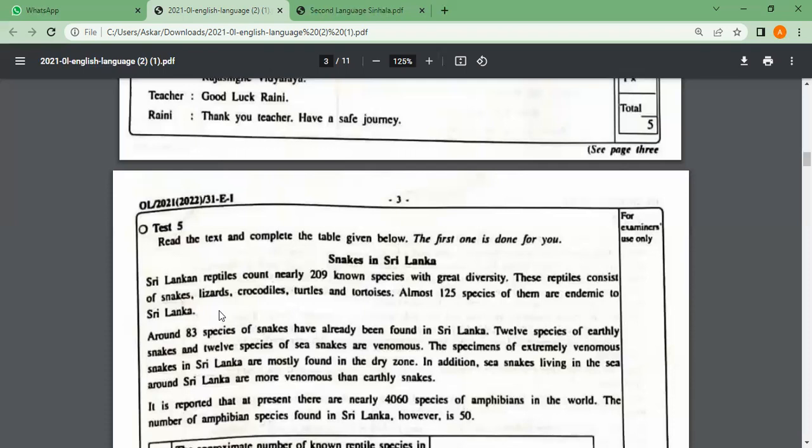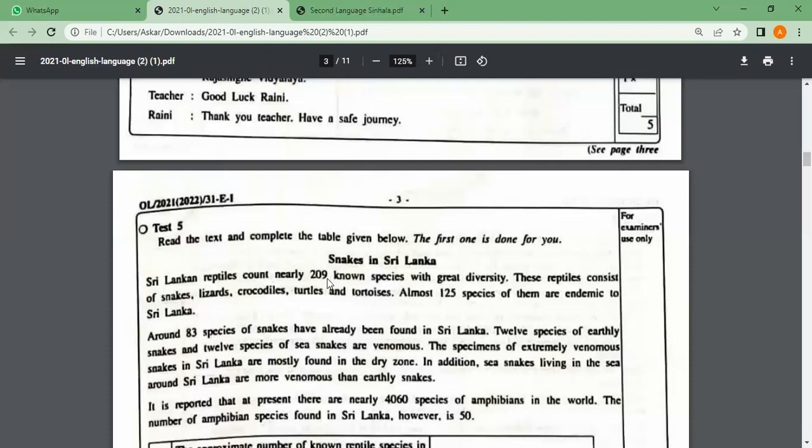So in addition, sea snakes living in the sea around Sri Lanka are more venomous than earthly snakes. The snakes that live in the sea are more venomous than the snakes that live on land. That means poisonous. So snakes which live in the sea are more venomous than those on the earth.